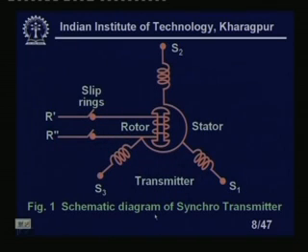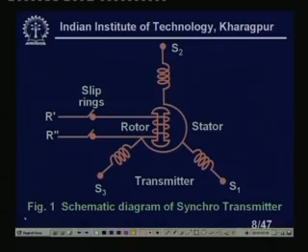You see here, this is a complete schematic diagram of the synchro transmitter. Here I am giving the excitation between R' and R'', since it is the rotor, through slip rings to the rotor of the synchro. We have 3 windings in the stator, and this complete system we call the transmitter. This is the rotor of the transmitter.